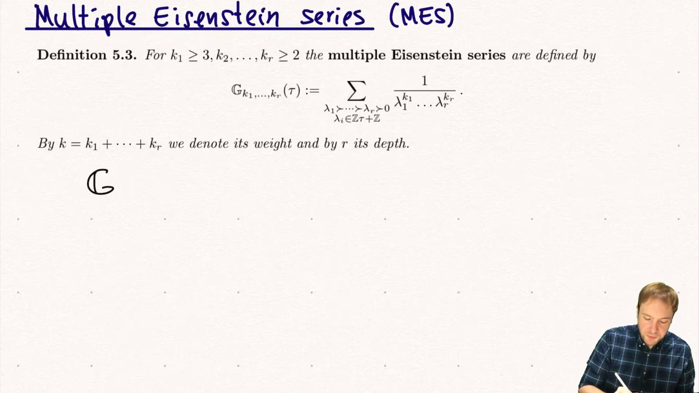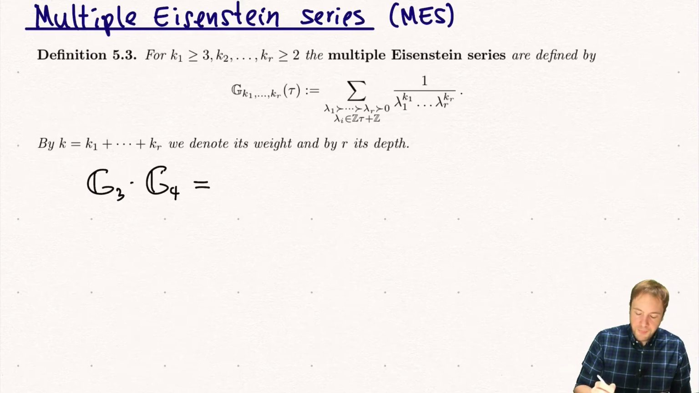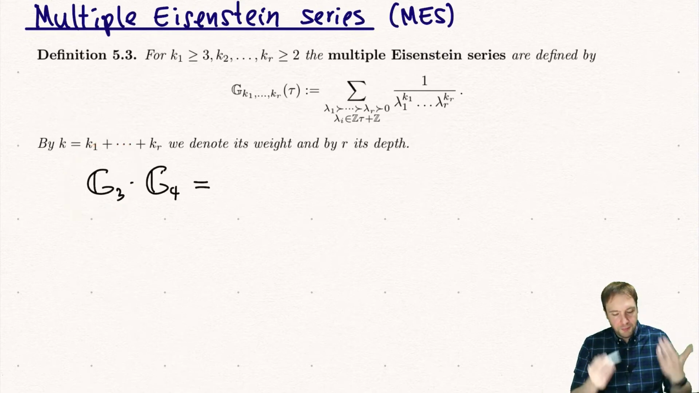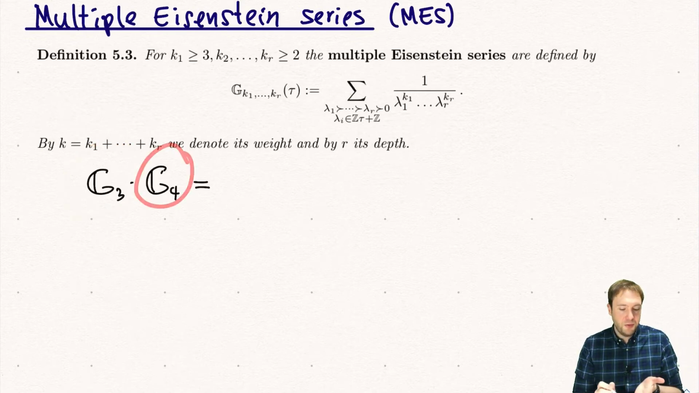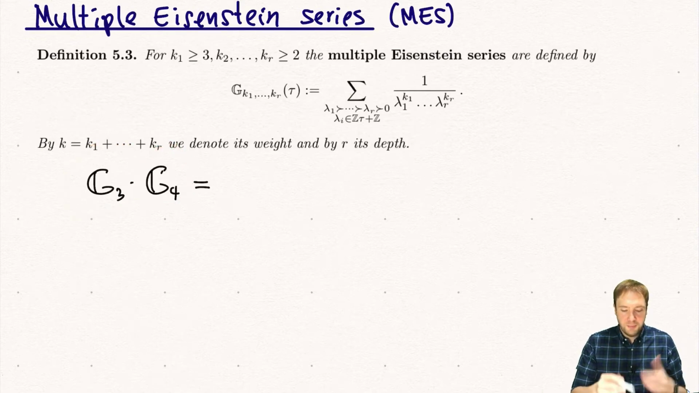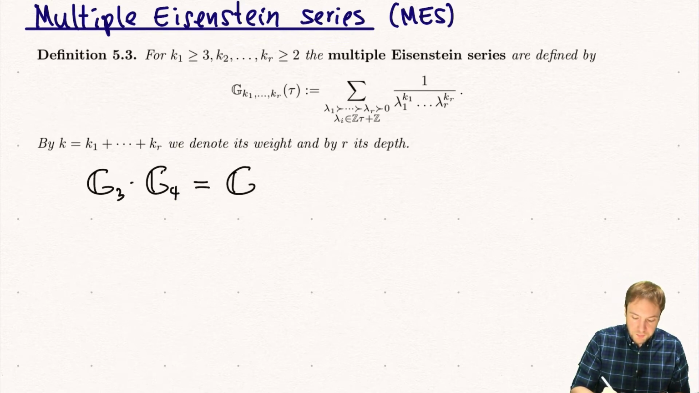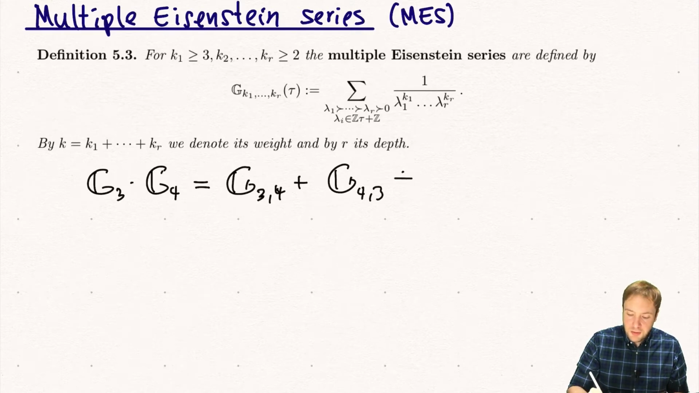So for example, if I multiply G3 with G4, then I can again use this argument. Here I take the sum over all lambda 1's positive and here over lambda 2 positive. Then I can split it up into the part where lambda 1 is greater than lambda 2, so this will give G3,4. Then I have the term where lambda 2 is greater than lambda 1, so here I have G4,3. Plus when they are the same, so this is G5.